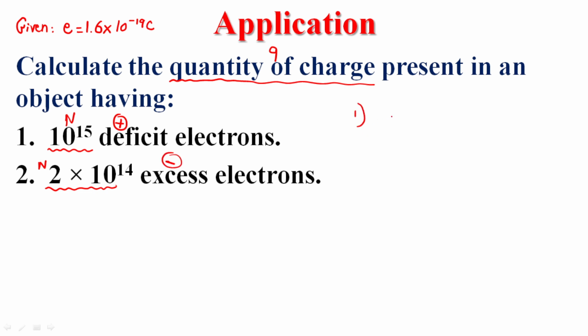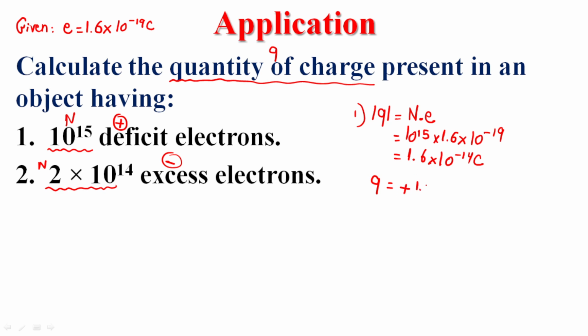Part 1. First we find the magnitude of the quantity of charge: absolute Q equals N times e equals 10 power 15 times e, 1.6 times 10 power minus 19. We get 1.6 times 10 power minus 4 coulombs. After finding the quantity of charge, we found its magnitude, its value. Now what do we say? The Q, the quantity of charge, comes out as a deficit, so plus this number, 1.6 times 10 power minus 4 coulombs.